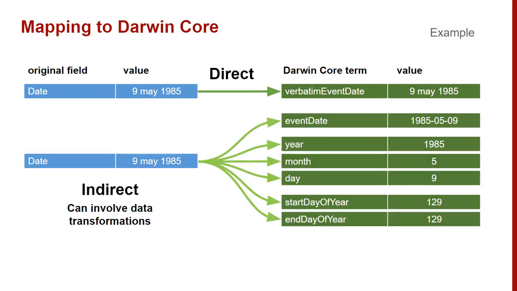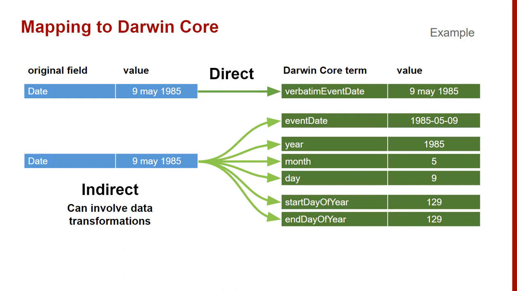Now, there are also possible indirect mappings to other Darwin Core terms, and these mappings can involve transformations of the data. An example is from that original date field to try to complete the field event date. The definition of this field in Darwin Core expects that the date be in a certain format. Therefore, we cannot simply repeat the value that we had in the original field. Instead, a transformation is necessary to comply with the standard, from the original date to the ISO-formatted date.